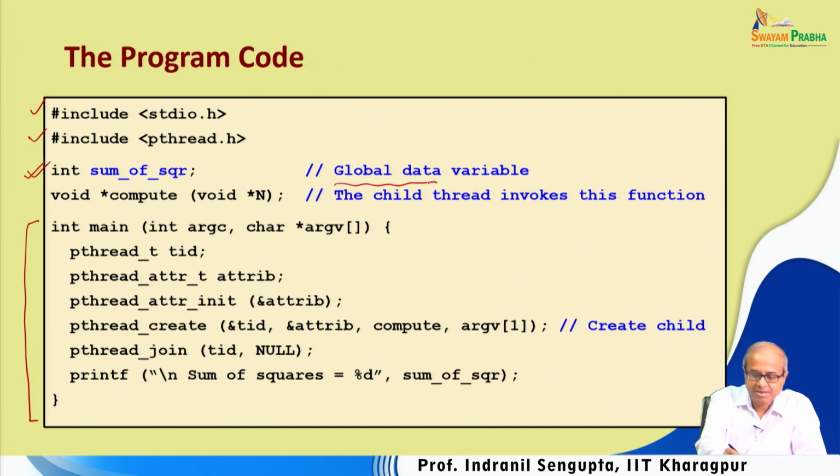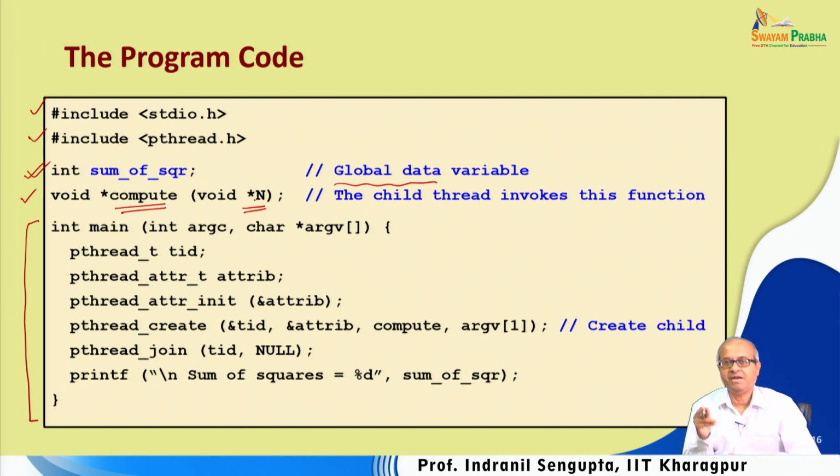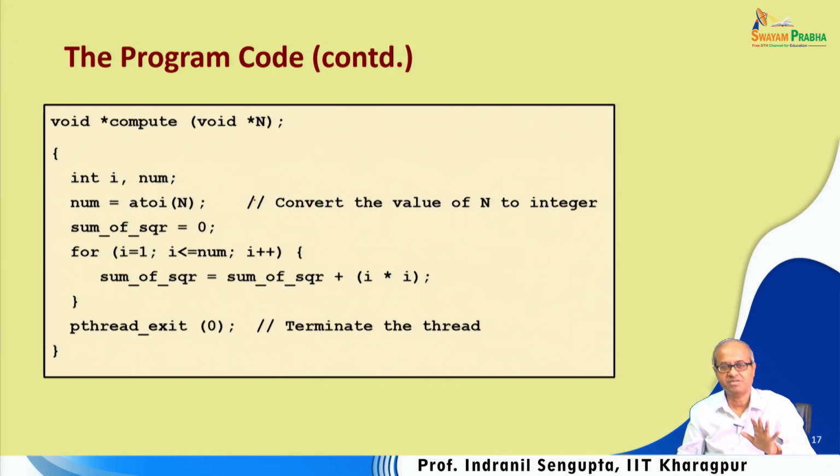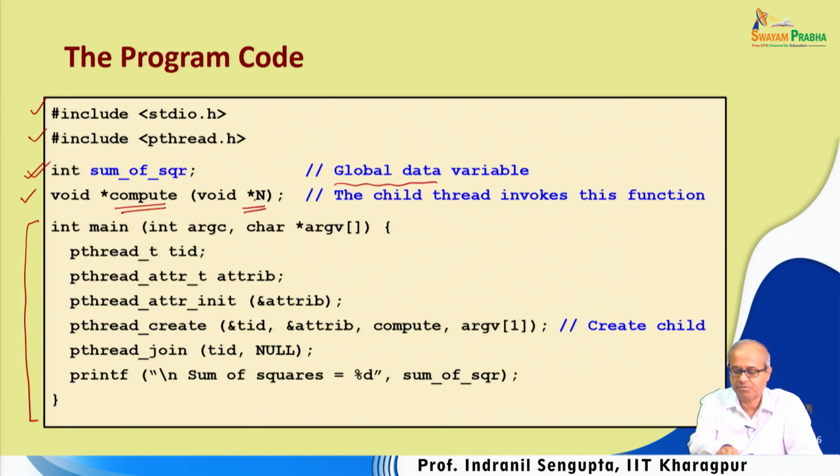Now, here we specify a function prototype. Function prototype basically means we specify the name of a function. It is a function pointer star compute, and it takes a parameter, this is also a pointer n. Basically, what I am telling is that the child thread that will be created will be calling this function compute. This compute is on the next slide, I shall be coming to this. This is the function prototype. You have to specify a function prototype in a C program, to say what the parameters and return values of this function are.